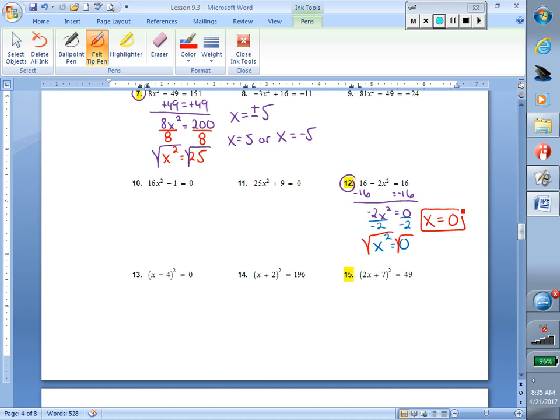So with example 1, example 7, and example 12, we've seen a case where we've had no solution, we've had 2 solutions, and 1 solution. Those are going to be our 3 possibilities when solving quadratic equations.